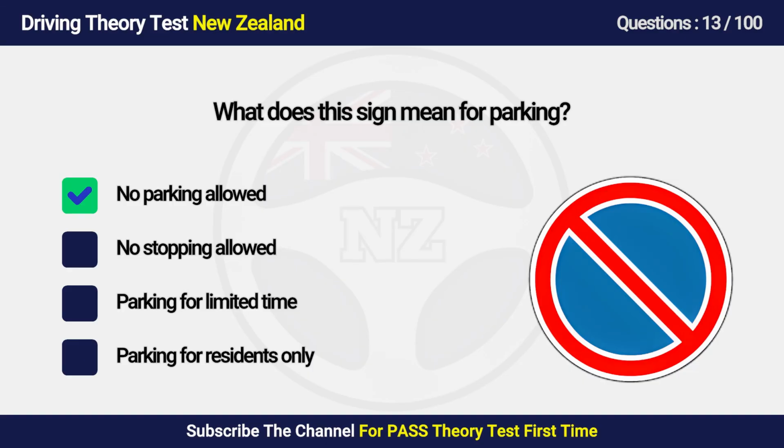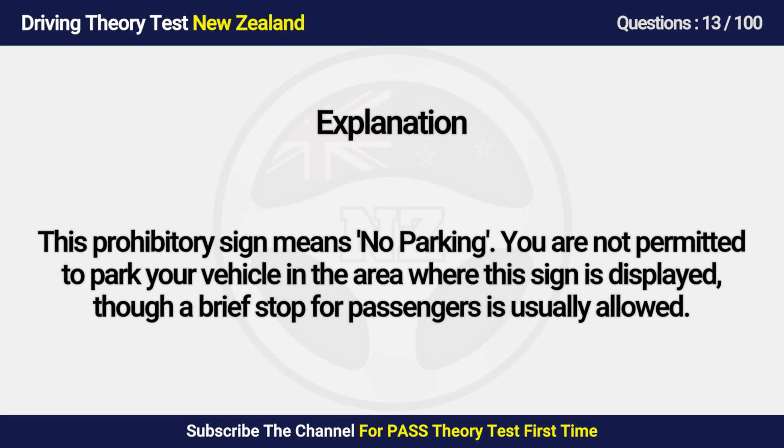Answer is A. No parking allowed. This prohibitory sign means no parking. You are not permitted to park your vehicle in the area where this sign is displayed, though a brief stop for passengers is usually allowed.